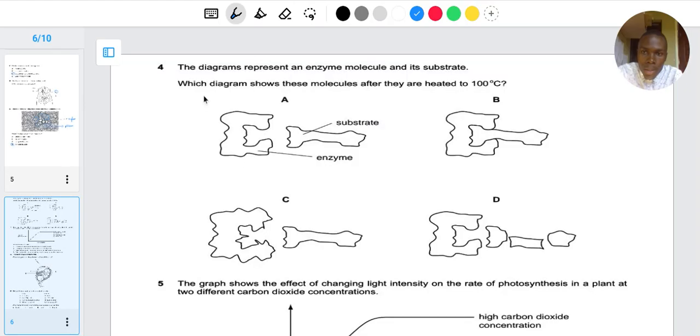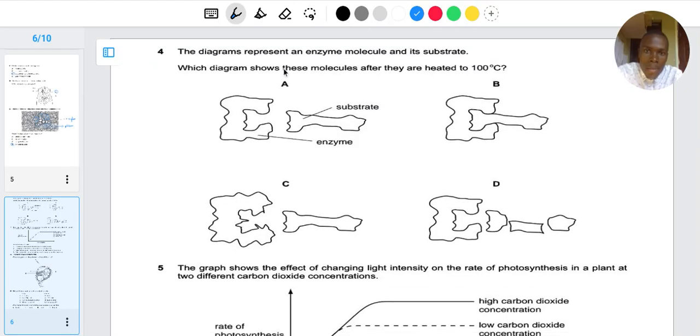So the next question is saying the diagrams represent an enzyme molecule and its substrate. Which diagram shows these molecules after they are heated to 100 degrees Celsius? You know that the normal temperature for the enzyme to work properly is 37 degrees Celsius, or 35 to 37 degrees Celsius in the human being. Beyond 37 degrees Celsius, as this is 100 degrees Celsius, the enzyme is going to undergo denaturation.